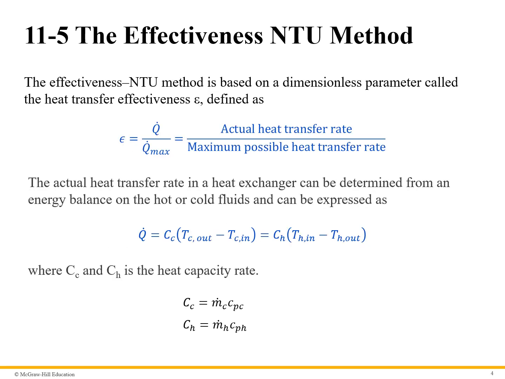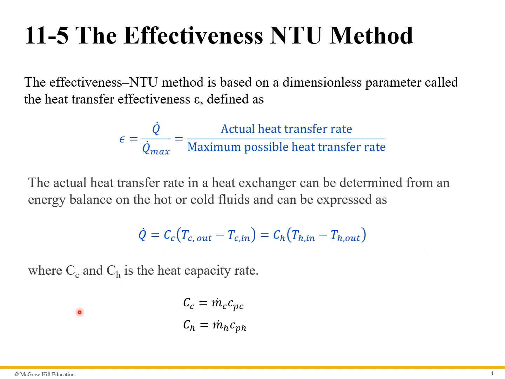The effectiveness NTU method is based on a dimensionless parameter called the heat transfer effectiveness, epsilon, defined as follows. Epsilon is equal to the actual heat transfer rate divided by the maximum possible heat transfer rate. The actual heat transfer rate in a heat exchanger can be determined from the energy balance on the hot or cold fluids and is expressed by the following expression. Q dot equals C_C times the temperature difference between the cold in and out, which has to equal C_H times the temperature difference between the hot in and out.